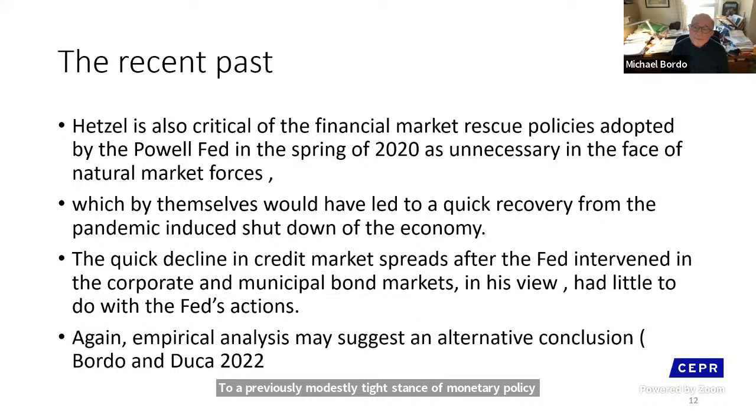He's also, getting to the present, critical of the financial market rescue policies that the Powell Fed adopted in the spring of 2020 with the pandemic, as really unnecessary in the face of natural market forces. That we didn't really need to do that, that the market would have worked this out because we were going to have a recovery anyway. But if you look at the decline in credit market spreads after the Fed intervened in the markets, like corporate and municipal bonds, that may have had something to do with it, but Bob doesn't agree. So this is, again, another empirical issue that could be settled. So last slide, please.